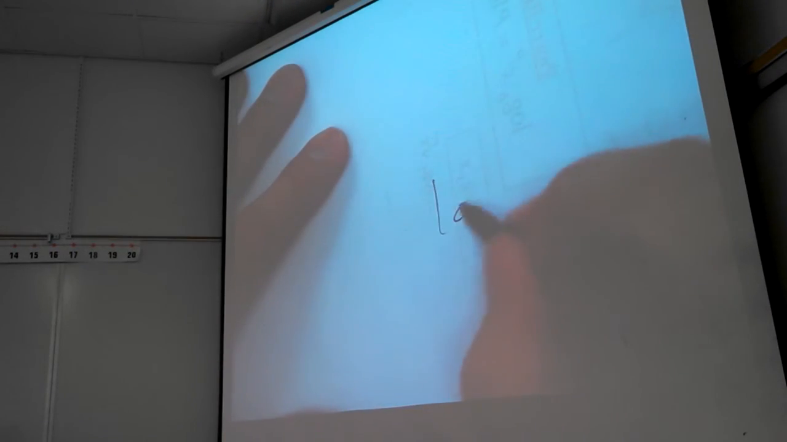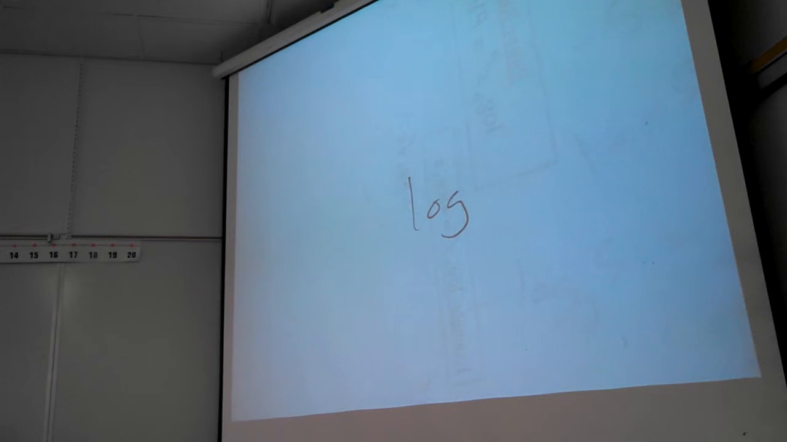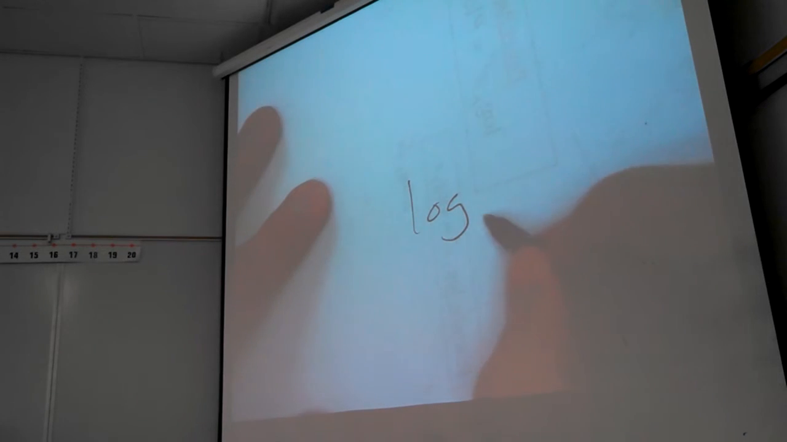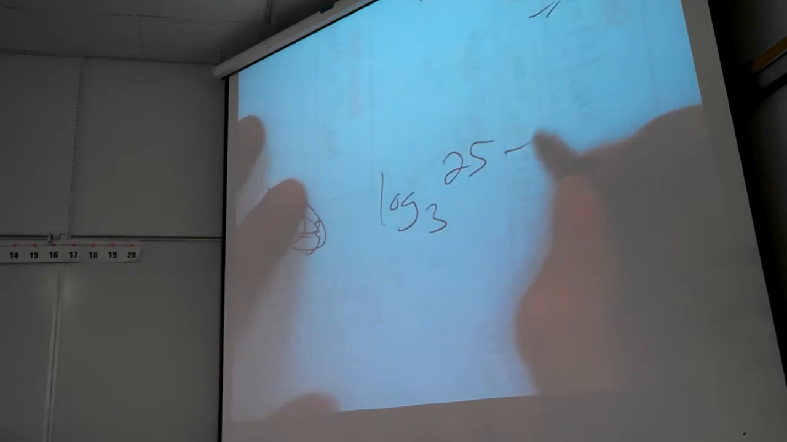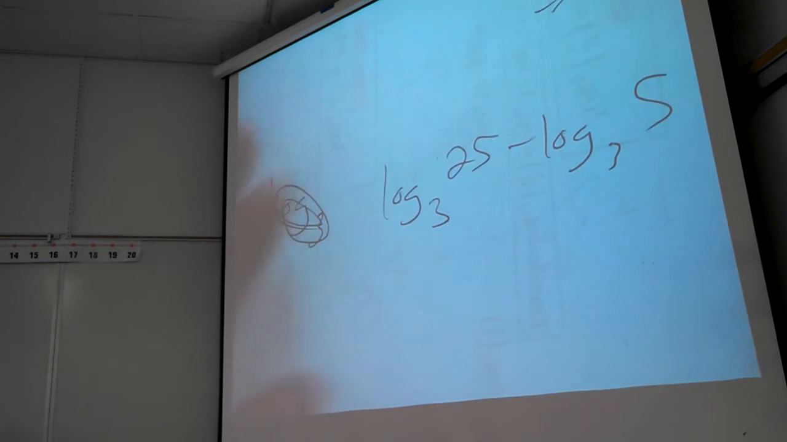So if I had, for example, real quick, this is a lot like the radical equations where we had to simplify them to get like terms. If I had log base 3 of, let me think of something here. Log base 3 of 25 minus log base 3 of 5. Watch this. This is kind of nifty.